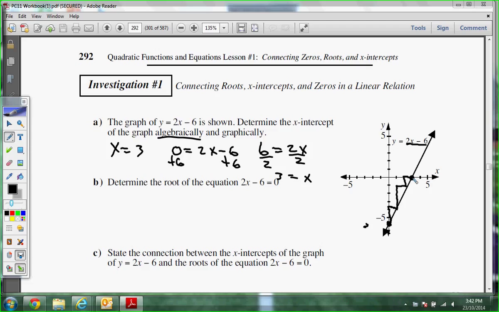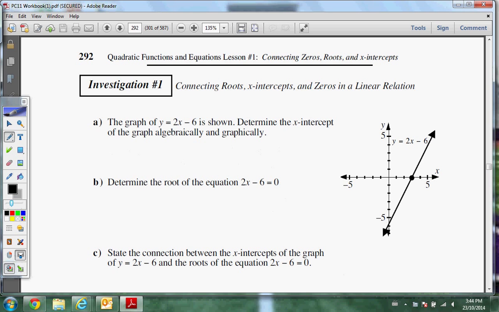Okay, so determine the root of the equation. Well, the root of the equation is the same thing. So we'd add 6. They're doing this on purpose. 2x is 6. We get x is 3 again. So it's the same exact situation. And then it says state the connection between the x-intercepts of the graph and the roots. What's the connection between these two? They're the same. So that's all we're writing here.